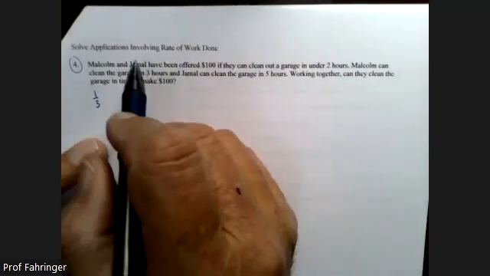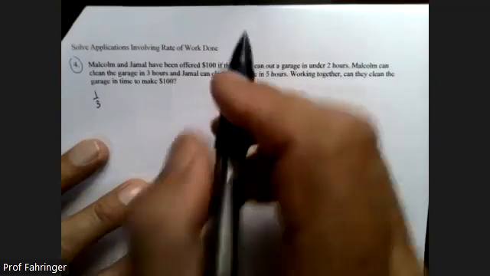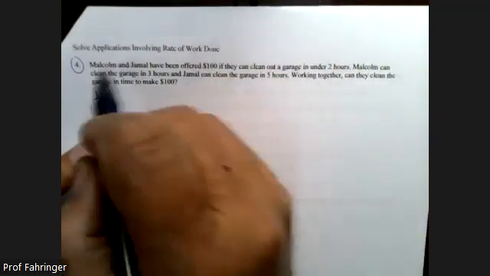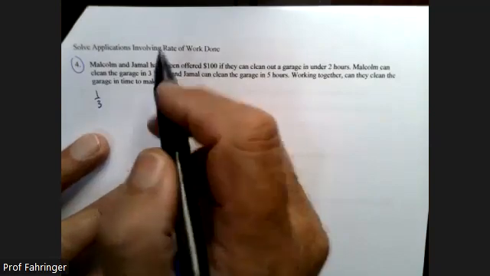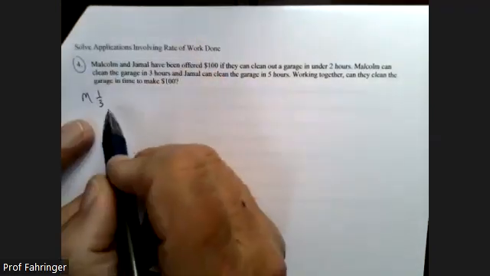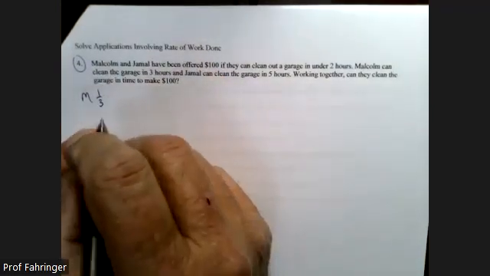If it takes him 3... Malcolm can clean it out in 3 hours. We're still talking about Malcolm. And if Malcolm worked 2 hours, he'd have 2/3 of the job done. So this is what he worked, and this is how long it takes.